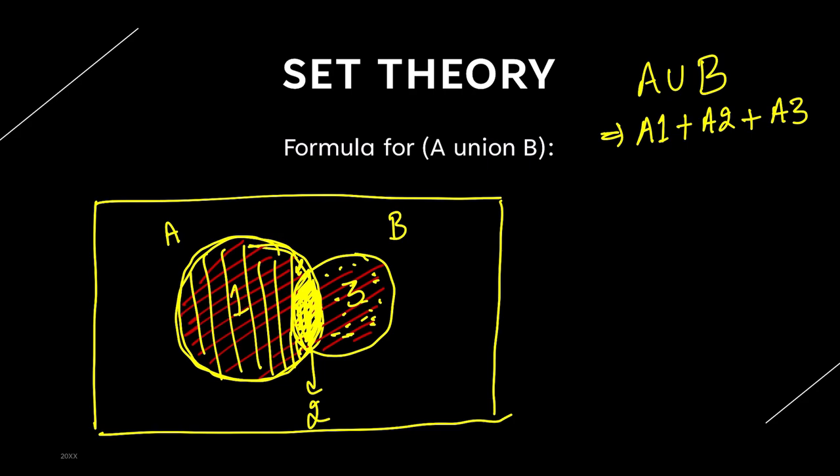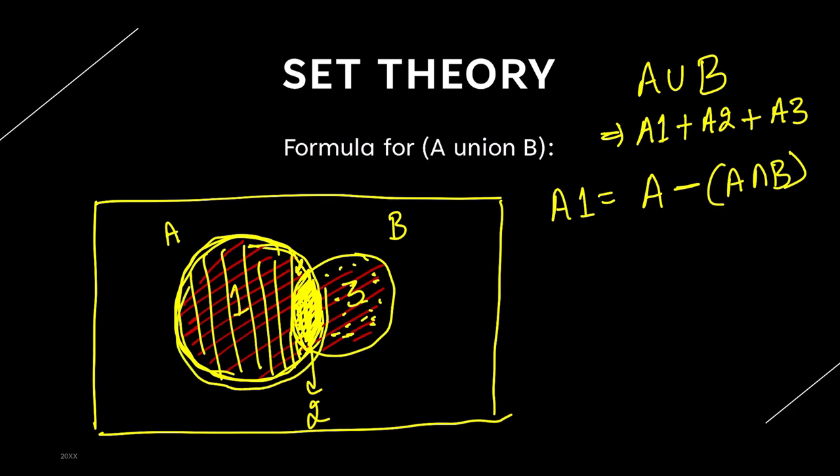I hope this is clear. A union B is area number 1 plus area number 2 plus area number 3. Now, what is area number 1? Area number 1 is total of A minus A intersection B. I hope this is clear. Area number 1 is total A, this complete circle, minus this intersection part. Which means area number 2.